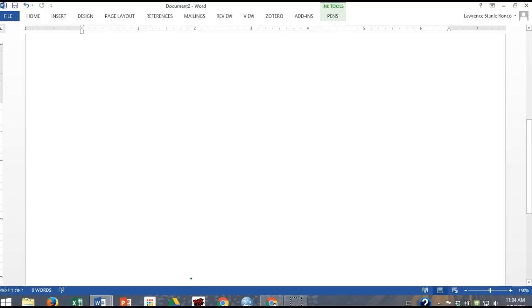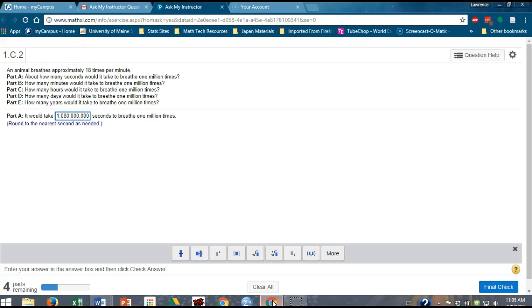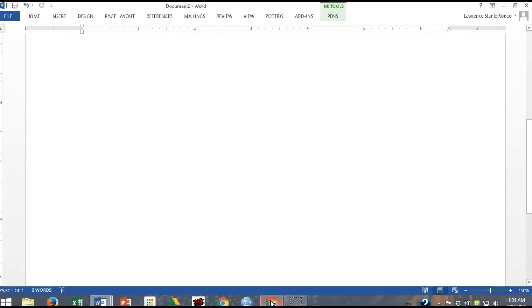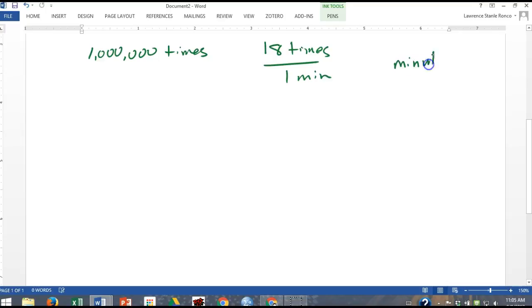So let's look at part B, right? Part B says we want to know how many minutes it would take to breathe 1 million times. So again, writing down the two things that we know. We know that we want to know how long it takes for 1 million times. And we know that it's 18 times in 1 minute. And we want our answer in minutes. That's what we want our answer to be, right?